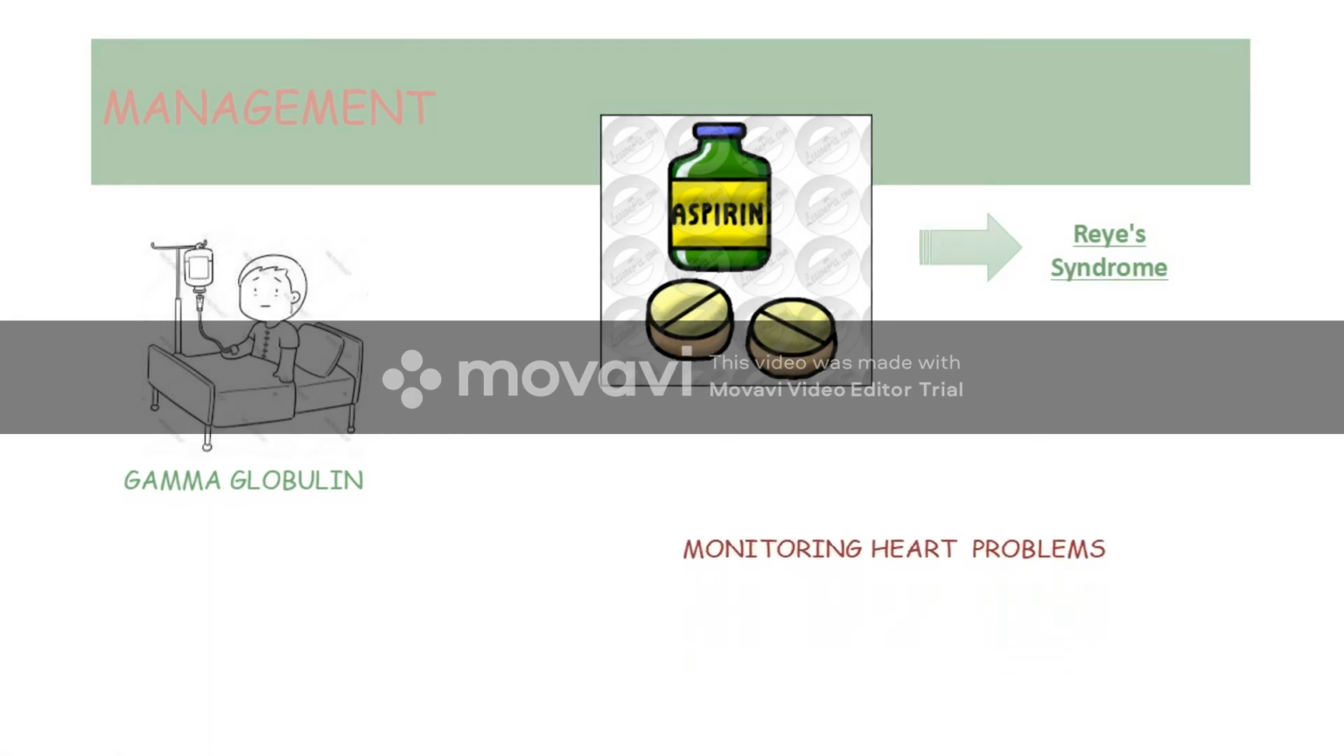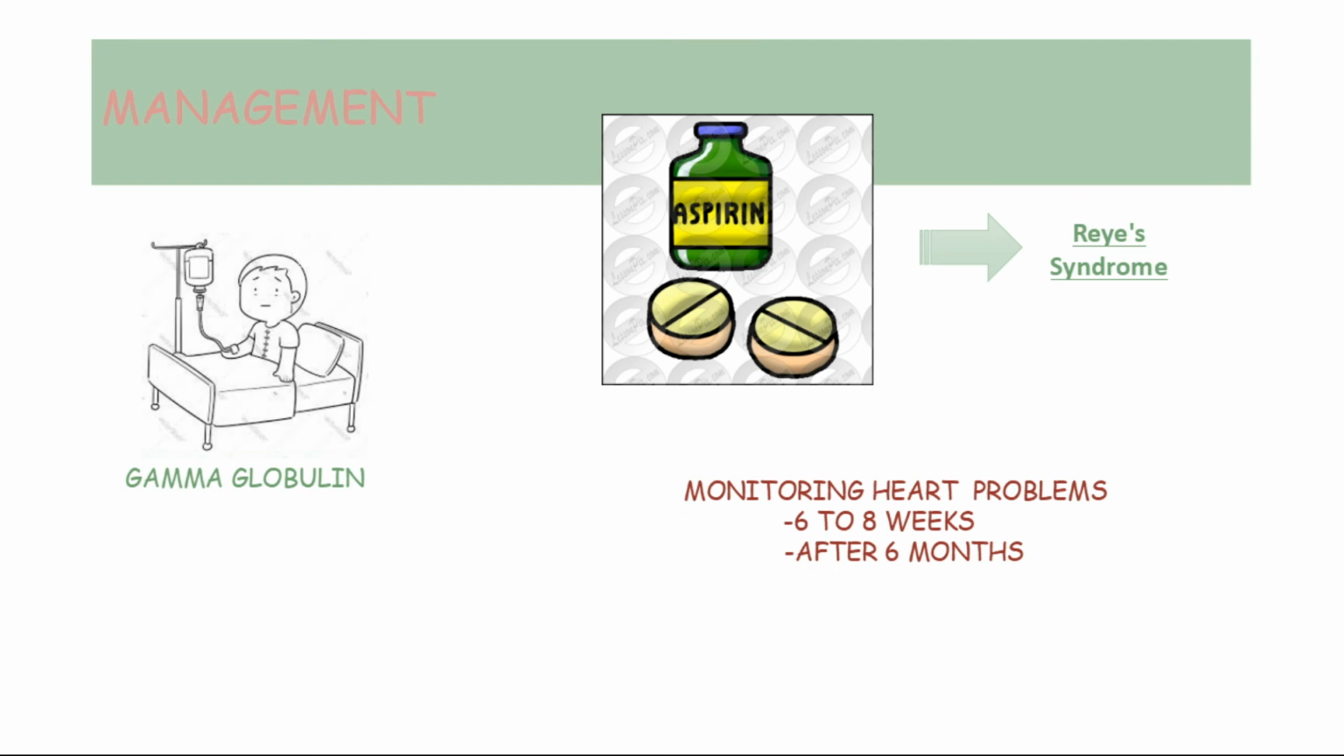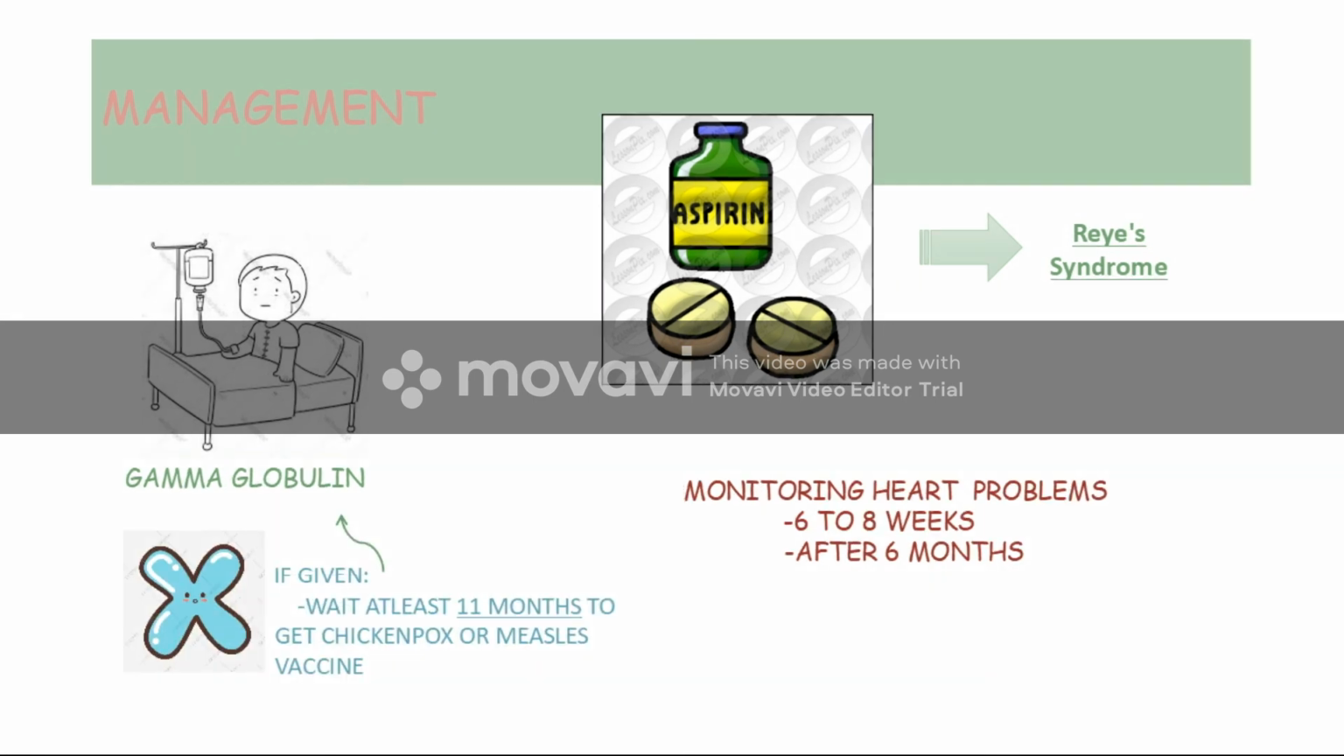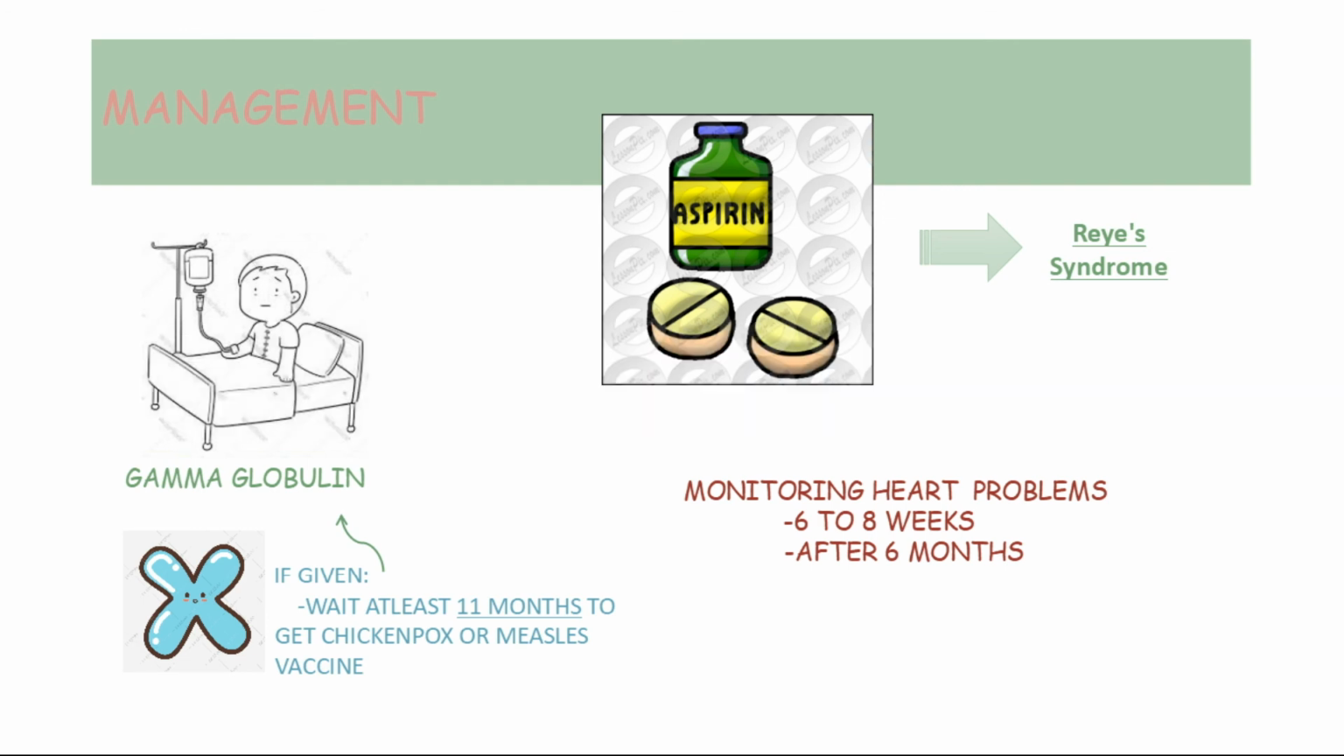If your child has any signs of heart problems, the doctor may recommend follow-up tests to check your child's heart health at regular intervals, often at 6 to 8 weeks after the illness began and then after 6 months. And if your child was given gamma globulin, it's a good idea to wait at least 11 months to get the chickenpox or measles vaccine because gamma globulin can affect how well these vaccinations work.